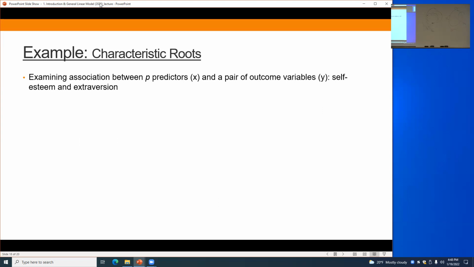Let's say we're looking at the association between P predictors, a set of predictors, and a pair of outcome variables. So I've got a bunch of predictors and just two outcome variables. We're looking at self-esteem and extroversion here. And let's say the geometry of this puts self-esteem and extroversion right there.